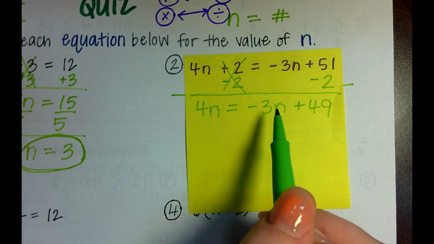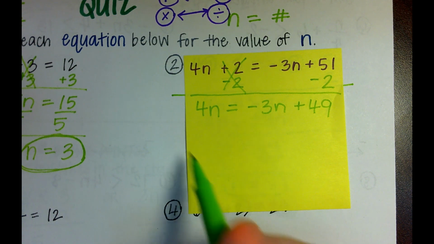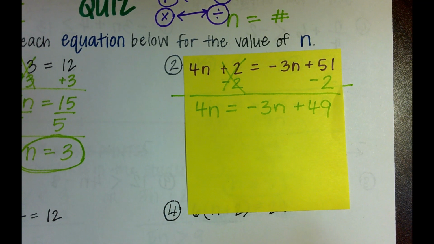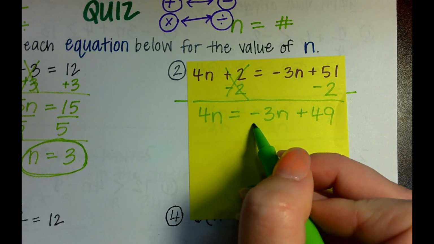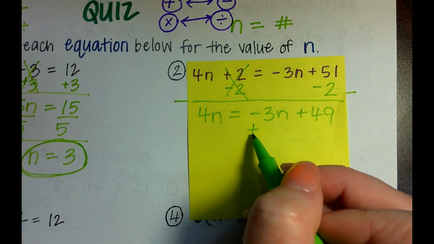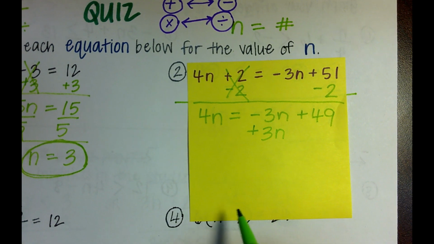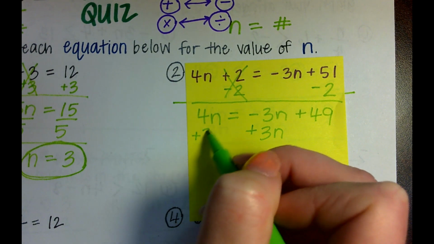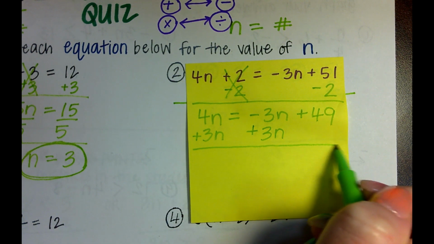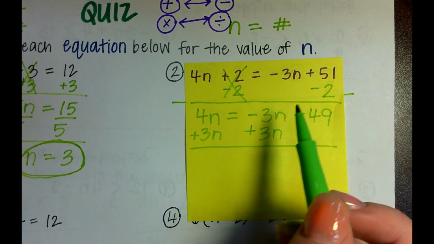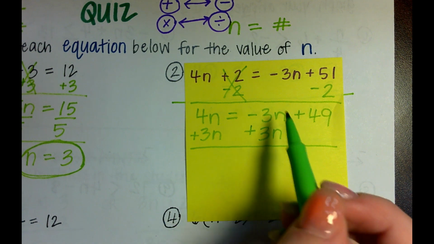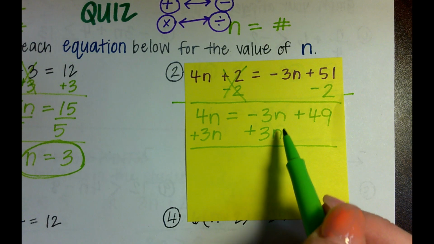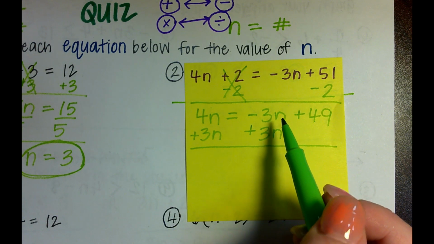So if I wanted to get these n's over here, how would I do that? Yes, with the plus. So again, we're doing the opposite of whatever sign is written. So minus 3n, we'll do plus 3n. And where else would I add 3n? Under the 4n, good. Okay. And then what happens to my minus 3n and plus 3n? Yeah, these are going to cancel out.